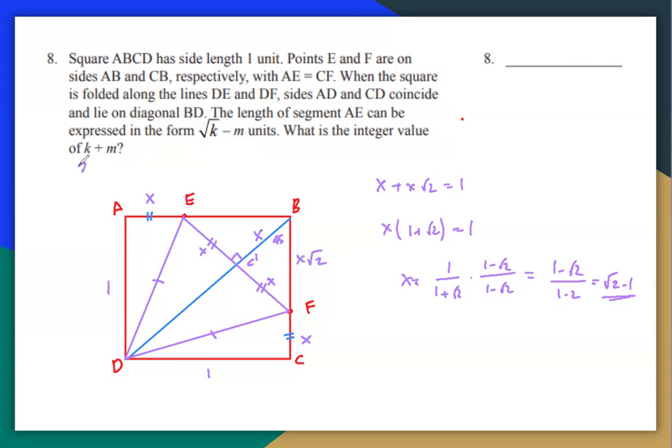So K is 2, M is 1. We are adding those two numbers, which is just 3. So even though this is number 8 and this wasn't too challenging, folding problems are really common. So this was number 8.